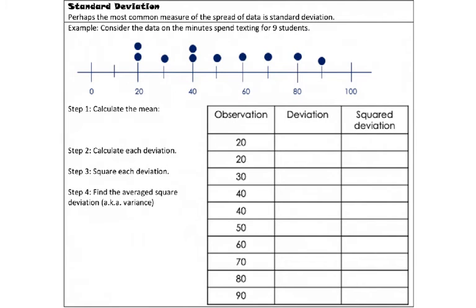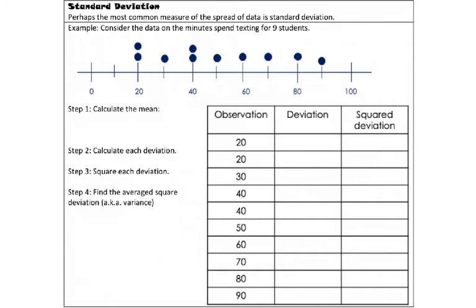Alright, so standard deviation. Perhaps the most common measure of the spread of data is standard deviation. So, for example, consider the data on the minutes spent texting for 9 students. This is what we observed. There's a dot plot for you. Notice that it goes from 20 to 90, so we've got a pretty big range.